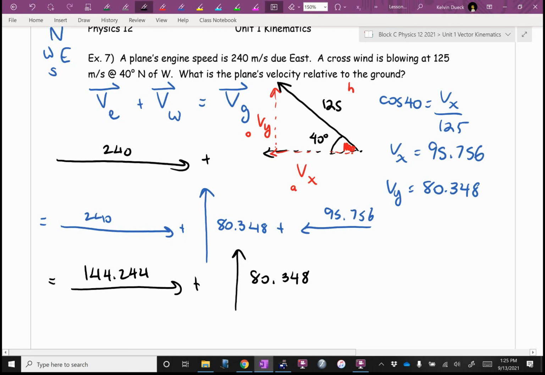Alicia, how many vectors do I have now? 2. Any suggestions on how I might want to add them? Tip to tail, you say?